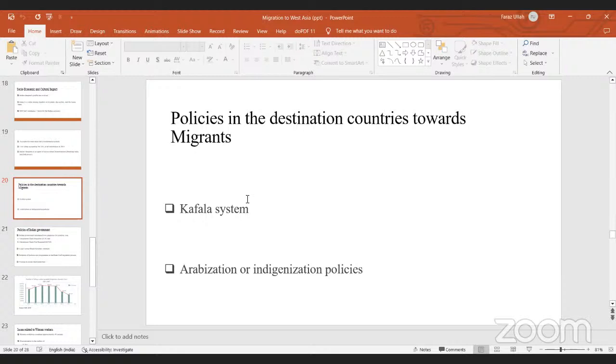A combination of kafala system and workers' exploitation in accessing their rights leads to the abuse of workers' rights in the Gulf countries. The second policy has been the Arabization or indigenization policies that also make the workers' life more vulnerable to exploitation and abuse. The Arabization was particularly evident in the monarchical Gulf states. Oman began indigenization in the late 1980s, and Saudi Arabia is also emphasizing it through its Nitaqat program.